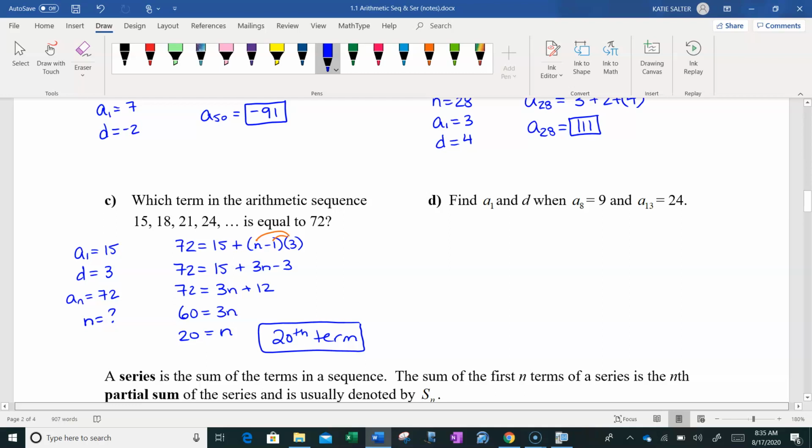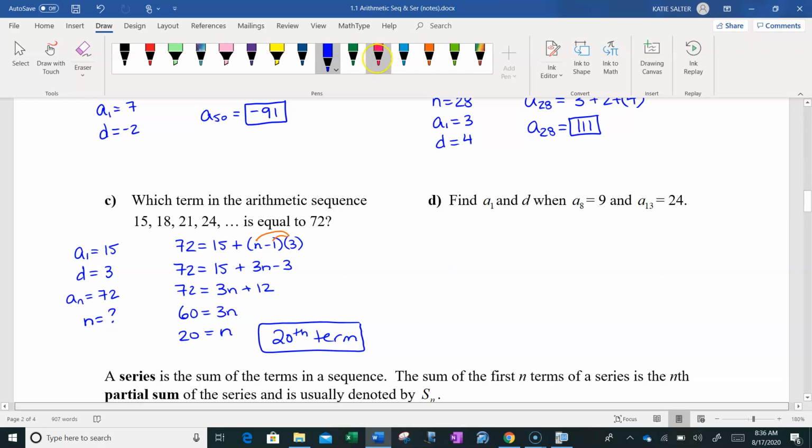All right, let's look at this last one. This one's a little bit different. It says, find the first term and the common difference when the 8th term is 9 and the 13th term is 24. What y'all have to remember is an arithmetic sequence creates a linear pattern. So if we don't know what the common difference is, it's the same thing as not knowing what the slope is. So that's what you're going to use to figure this out.